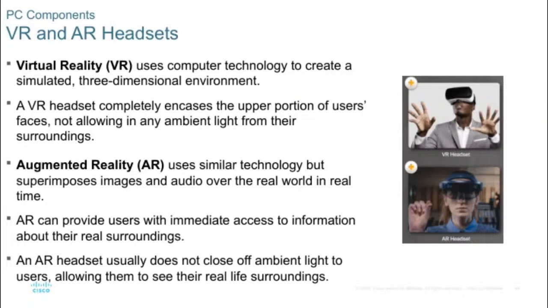Let's talk about the key difference between augmented reality and virtual reality. Augmented reality, or AR, layers images and sounds directly onto the real world around us, in real time. That means you still see your surroundings, with extra information right there. AR headsets don't block out ambient light, so you stay connected to your environment. Virtual reality, on the other hand, creates a fully simulated three-dimensional world. VR headsets cover your eyes completely, cutting off any view of the real world. Both rely on powerful PC components to make these experiences possible.